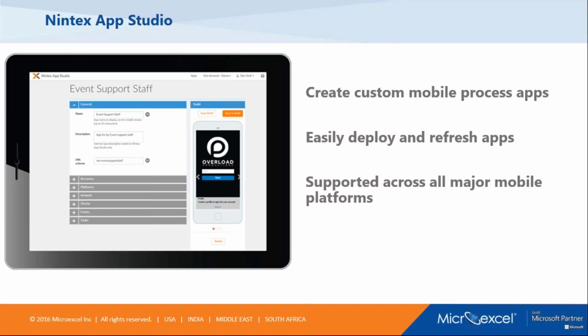So App Studio is for all major platforms, so you don't need to worry about which phone your customers or employees have. You can create custom mobile apps. You can have your theme or the look and feel as per your enterprise, and you can easily deploy and refresh the apps on the user's phone. So suppose today you have developed an app, and tomorrow if there are any changes or enhancements in the business process, you can update your app and just refresh it, and it will be refreshed on the user's cell phone.